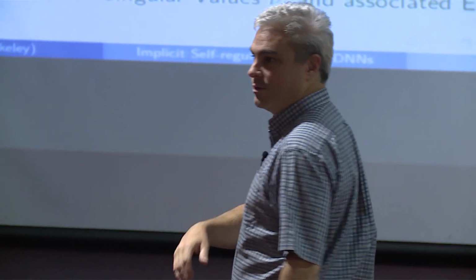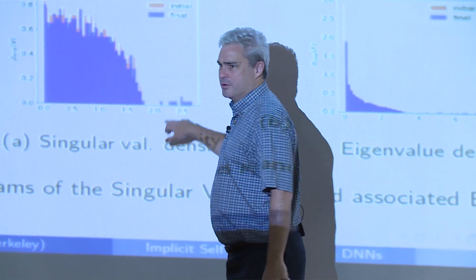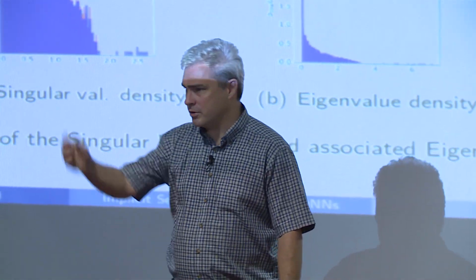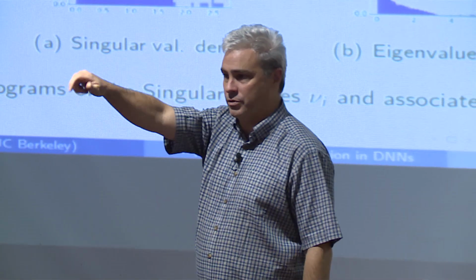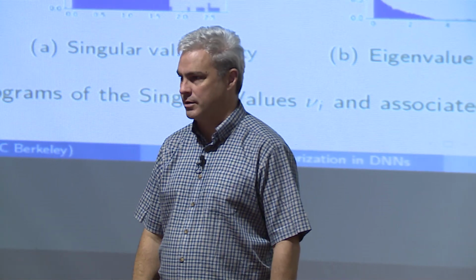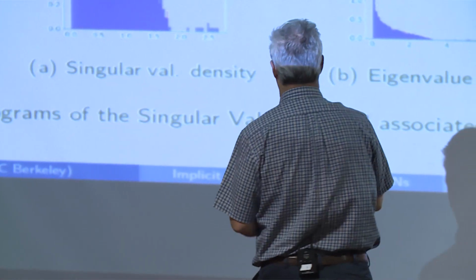So A is with all the singular values of W? Of the W, yeah. And B, the eigenvalues of what? This. It's the same thing. To get from one to the other, you just take the square root or the square. So W transpose W is the object. The eigenvalues are the squares of the singular values. So you square this. Do they have the same scales, the graphs?